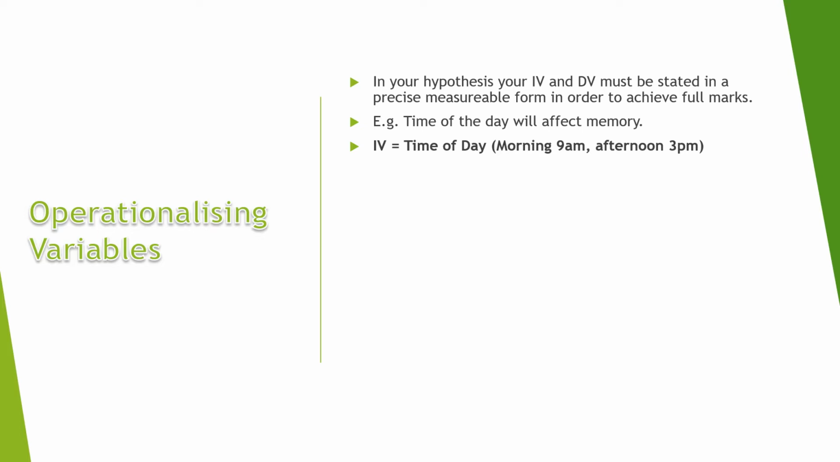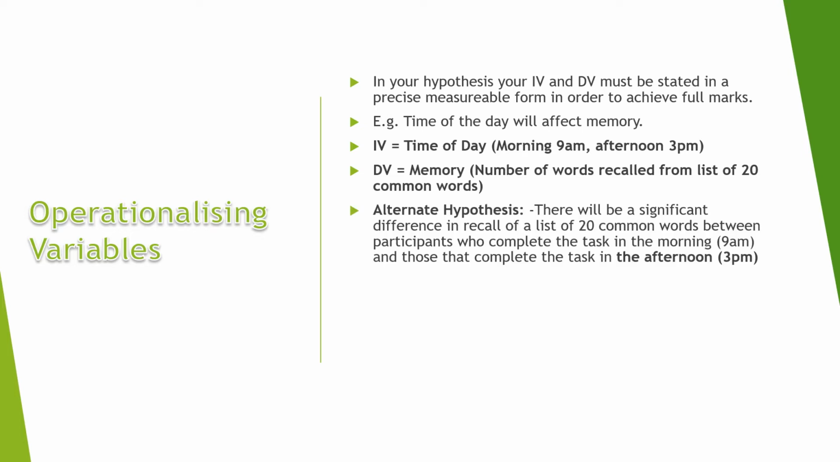Normally you have two conditions of your IV, so we might operationalise time of day as morning, 9 AM, and afternoon, 3 PM. How are we going to operationalise memory, our DV, what we're measuring? A simple way would be number of words recalled from a list of 20 common words. So we've now got our operationalised IV and DV, and we can put those into a hypothesis.